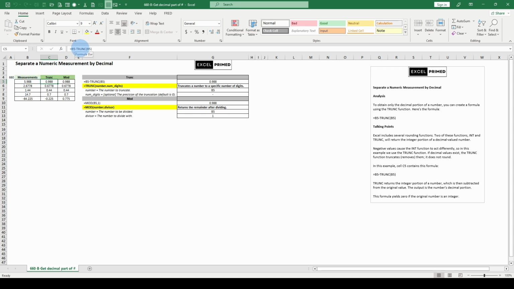Here we have B5 minus trunk. If we just look at the trunk, it's going to remove the decimal and just give us the whole number, separating the numeric measurement by the decimal. If you want to see the decimal, we just subtract trunk from the entire number.